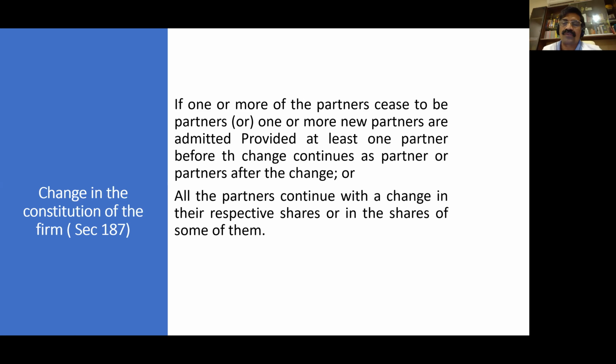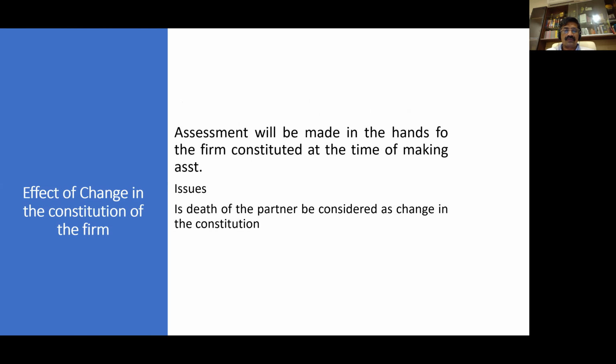That is what is very interesting about it. So what if you satisfy, what if you don't satisfy is the next point we have to discuss. Plus one more point which has to be discussed is death of the partner. Will it be considered as a change in constitution? And second point, what is the impact of the change in constitution?